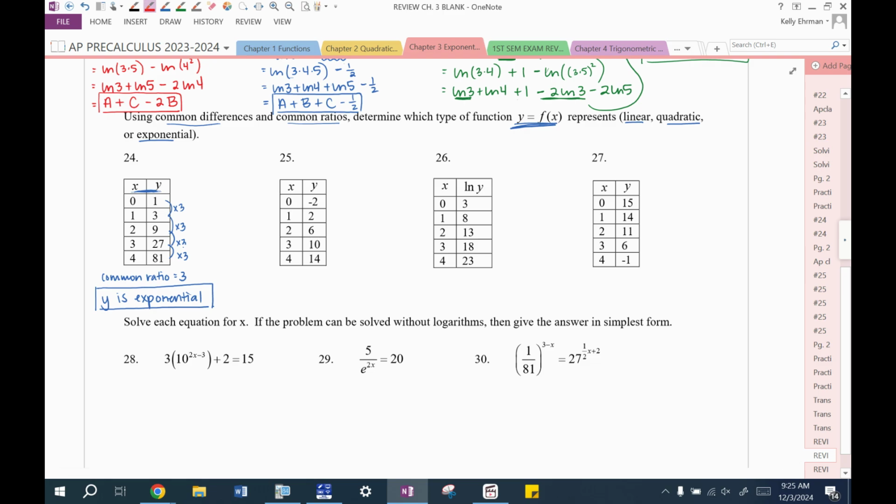All right, what about this next one? I'm not getting times -1 to get to the next one. So let's see if there's a common difference, or in the past we've done first AROC.